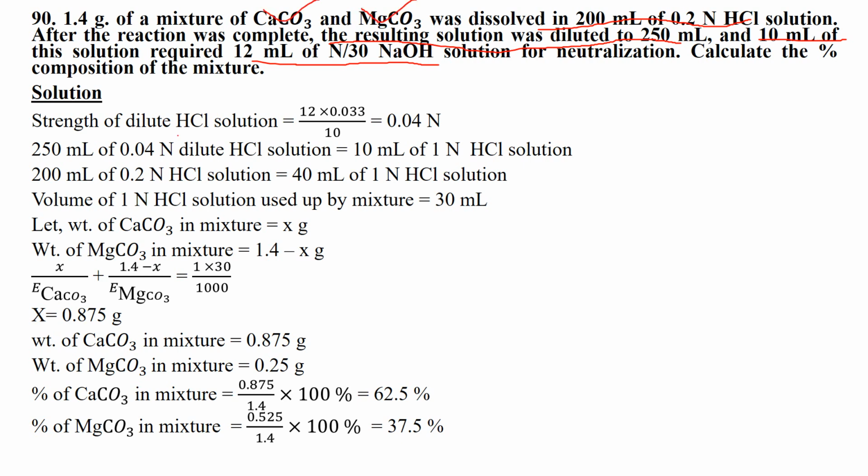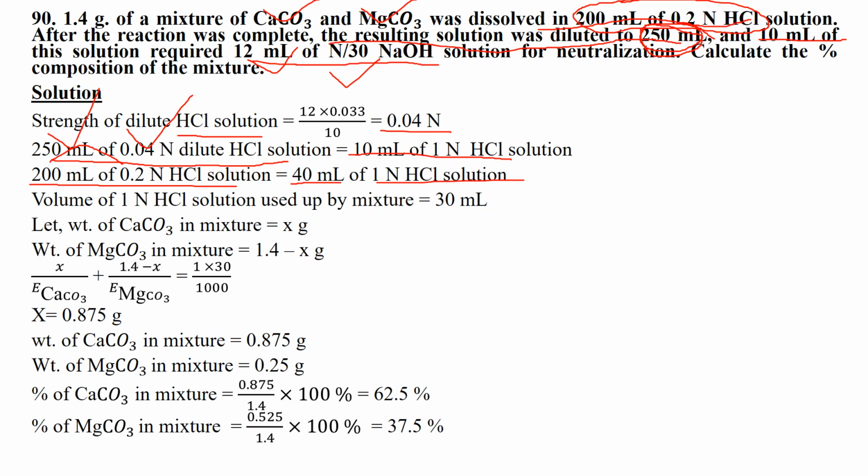So what is the strength of the dilute HCl solution? That is 12 into 0.033 divided by 10. So the strength of this 250 ml of acid solution is 0.04 normal. 250 ml of 0.04 normal dilute HCl solution means 10 ml of 1 N HCl solution, right? Just multiply 250 by 0.04. Then initially 200 ml of 0.2 normal HCl was given. That is equal to 40 ml of 1 N HCl. Just multiply 200 by 0.2.